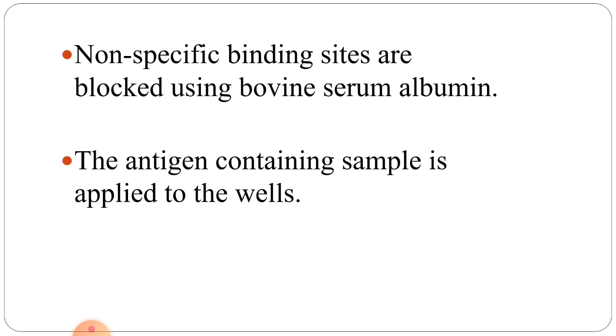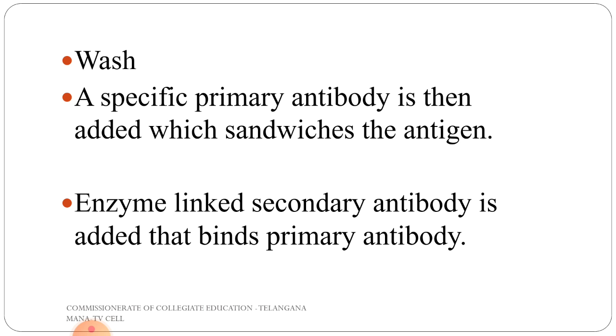Non-specific binding sites are blocked using bovine serum albumin. The antigen containing sample is applied to the wells. Then they are washed and a specific primary antibody is added, which sandwiches the antigen. Hence it is known as the sandwich method, because the wells are plated with the antibody, then antigen is added, and in turn these antigens are bound to a primary antibody.